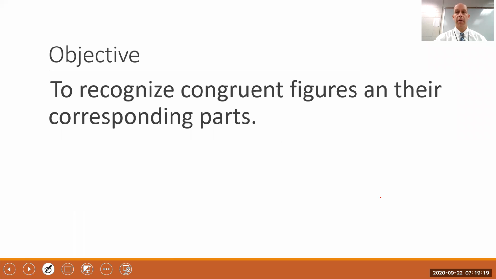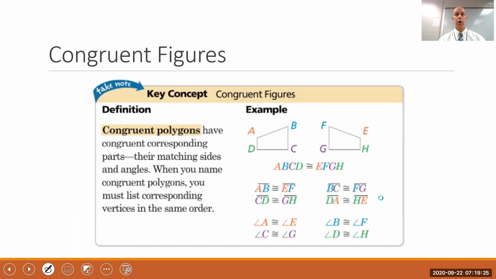Our objective today is to recognize congruent figures and their corresponding parts. So congruent figures, or congruent polygons, have congruent corresponding parts. That is, their matching sides and angles are congruent.